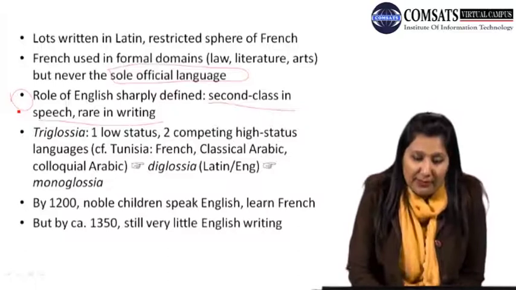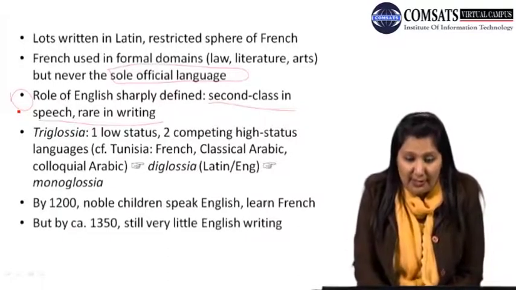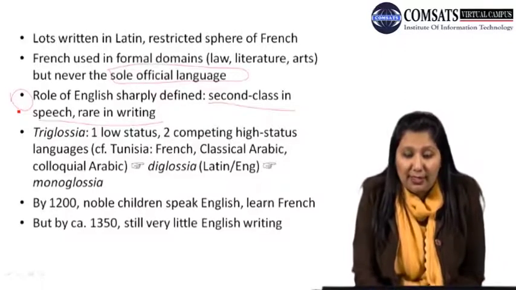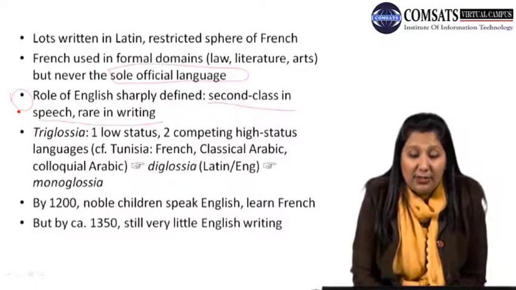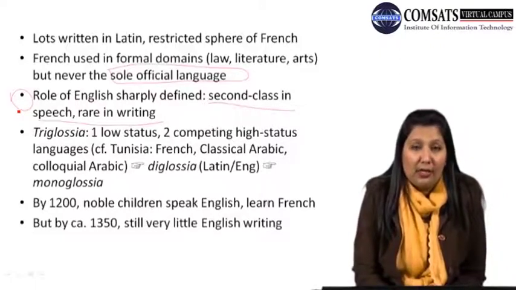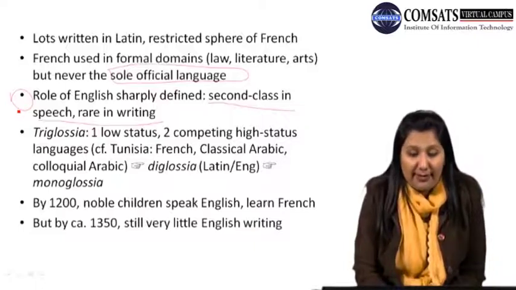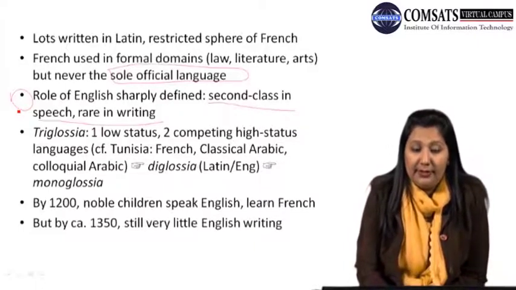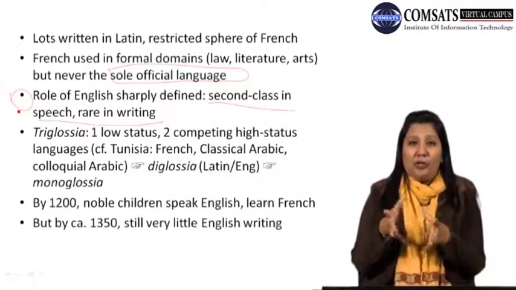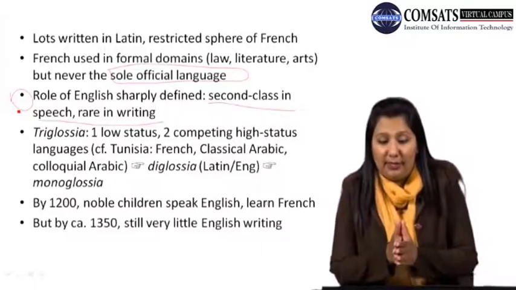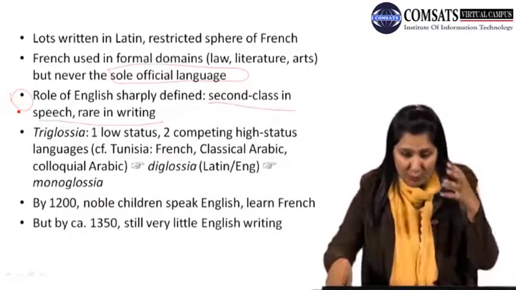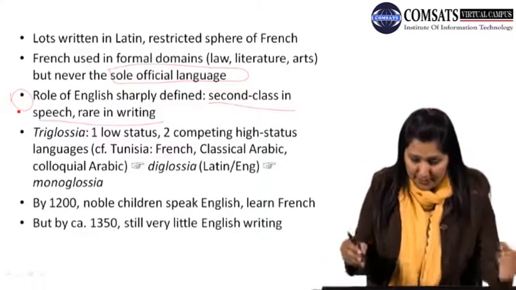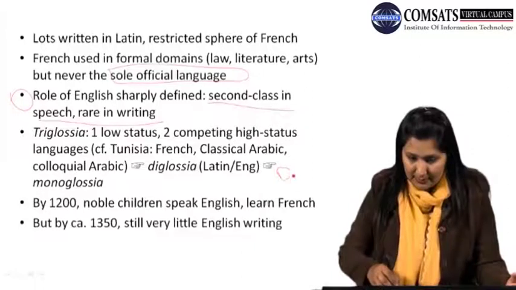Triglossia. Triglossia is the low status. Actually, the first one is the low status, and the second competing high status languages. And diglossia refers to monoglossia. Monoglossia is a single word, dialect. Yes, there was actually a kind of triglossia that was going on. Triglossia where, firstly, let me tell you about one term. One term is diglossic.